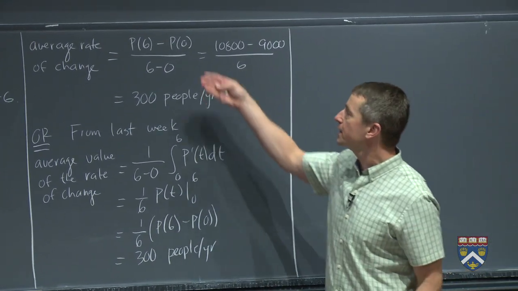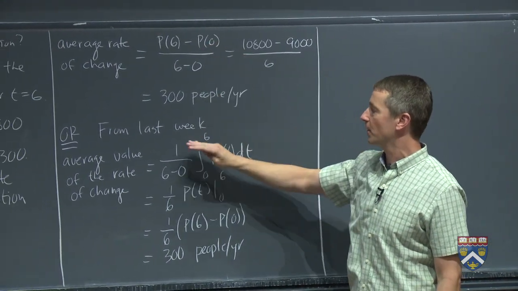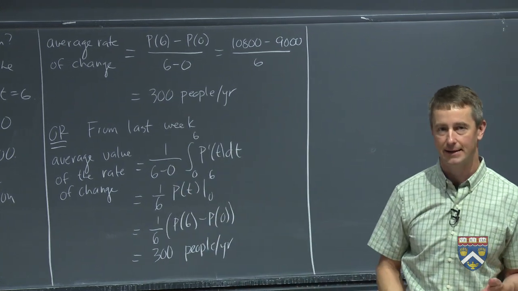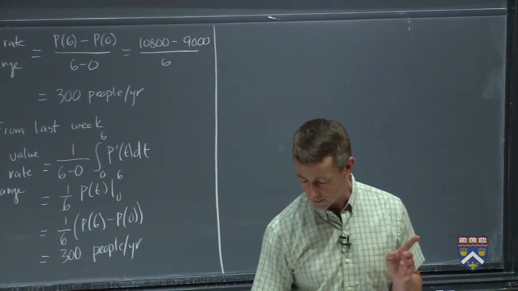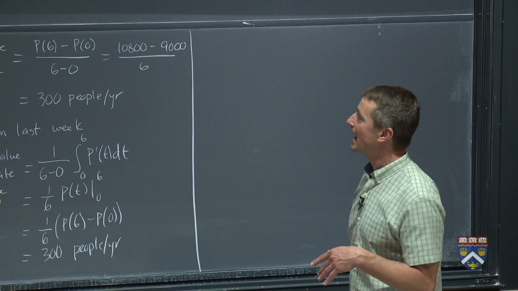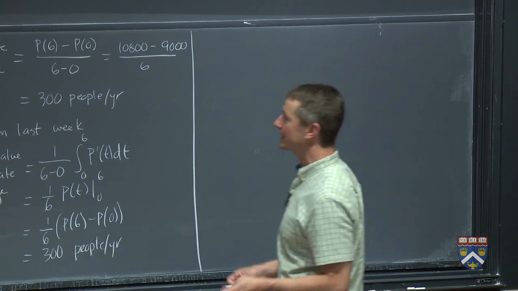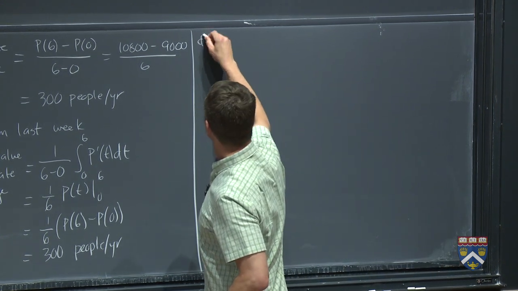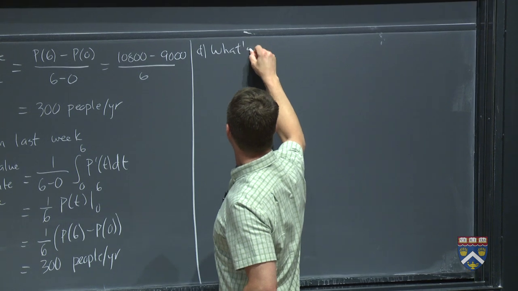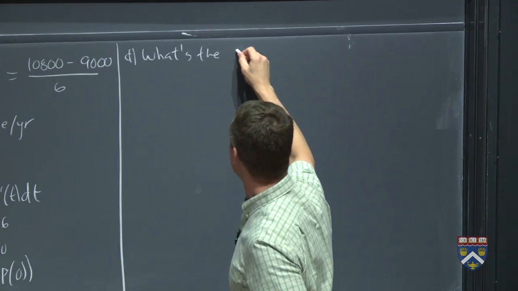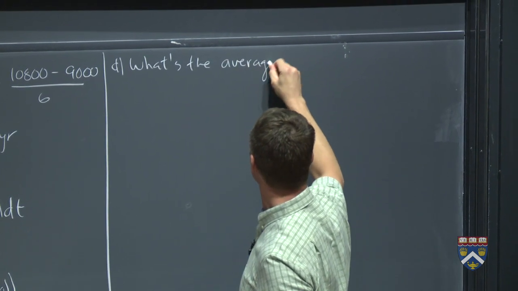So the fact that we already knew the value of P of 6 and P of 0 meant that we didn't need to go through this trouble of finding any antiderivative. But now, the last part, part D, we'd like to actually find out what the average population is during this time. So what's the average population? Not the average rate of change, the actual average population.